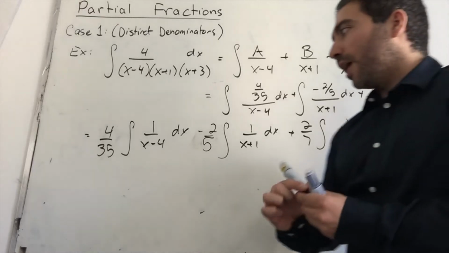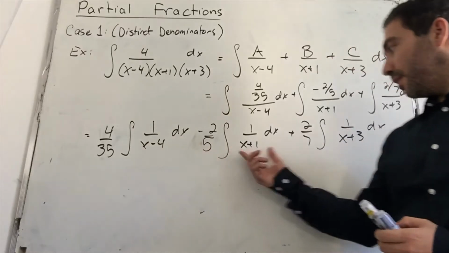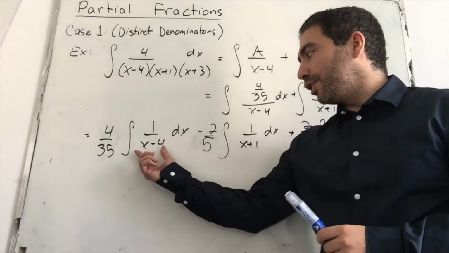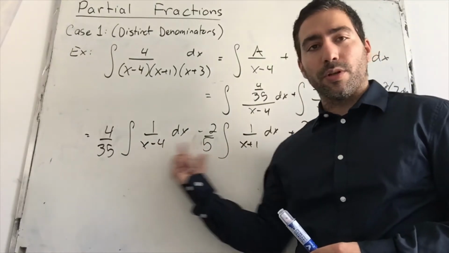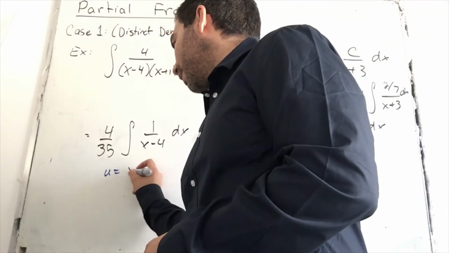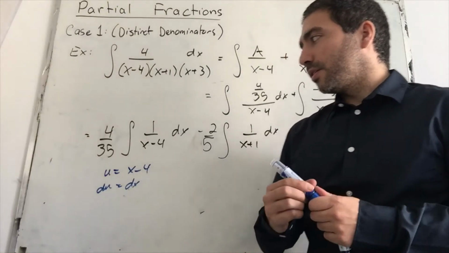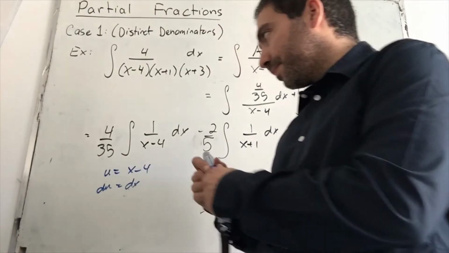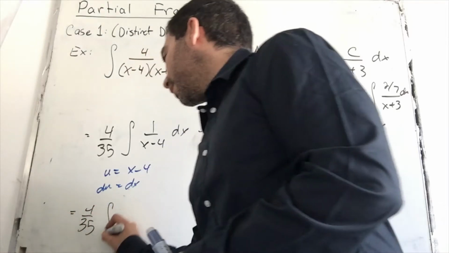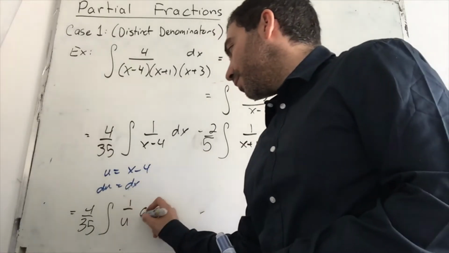Okay. How do we deal with the integral of 1 over x minus 4? Well, this may look complicated, but this shows up often. It's essentially just a u substitution. In each case you're doing a u substitution, letting u equal the denominator. So if I focus on the first one, we let u equal x minus 4. Well, the derivative is dx. So what you're left with is just 4/35, the integral of 1 over u, with dx being replaced by du.